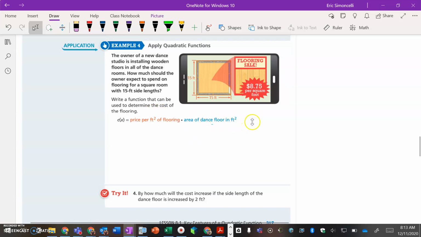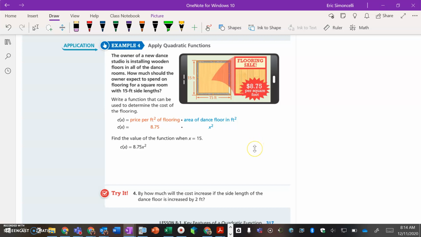C of x will represent the price per foot squared of flooring times the area of the dance floor in feet squared. When you multiply price per foot squared times feet squared, that ends up being price. The units cancel. In that respect, $8.75 times x squared, knowing what x is, for example, will yield a price quantity. Find the value of the function when x equals 15.